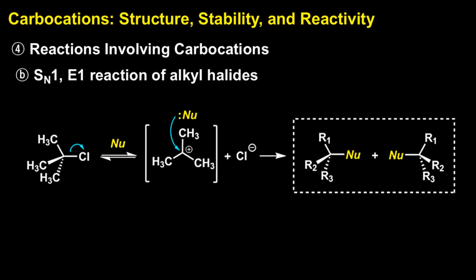There's also a similar process called the E1 reaction, where a carbocation ion forms the same way. But instead of being attacked by a nucleophile, a base removes a proton and elimination happens. But in both cases, the carbocation ion is the key step, and that's why understanding how they form and how stable they are is so important for mastering reaction mechanisms.